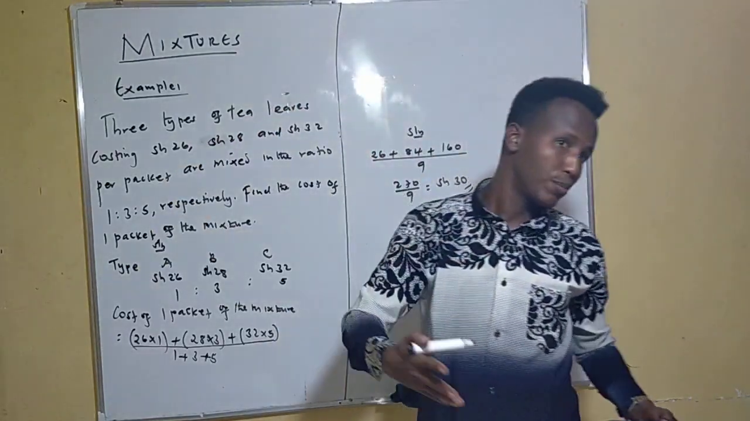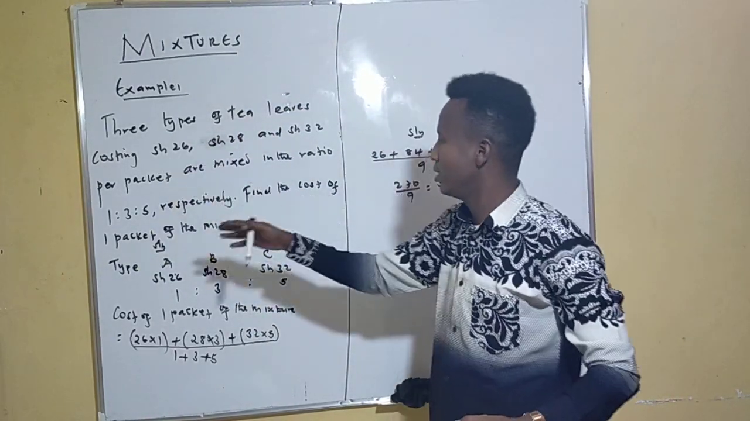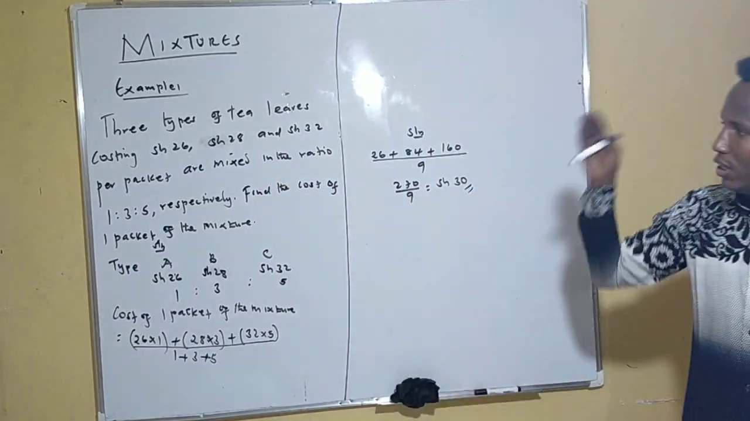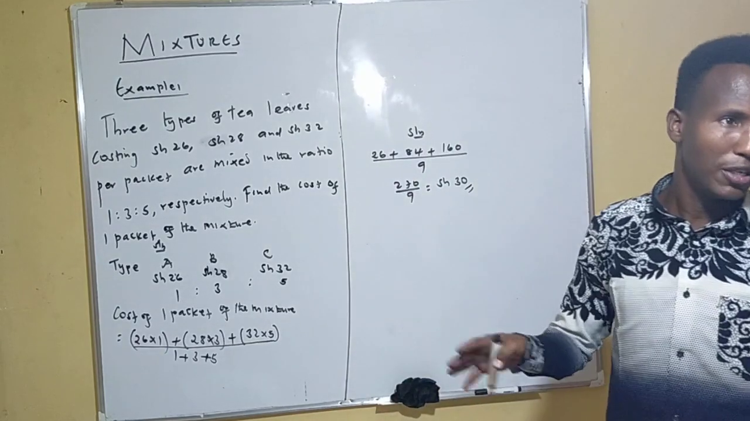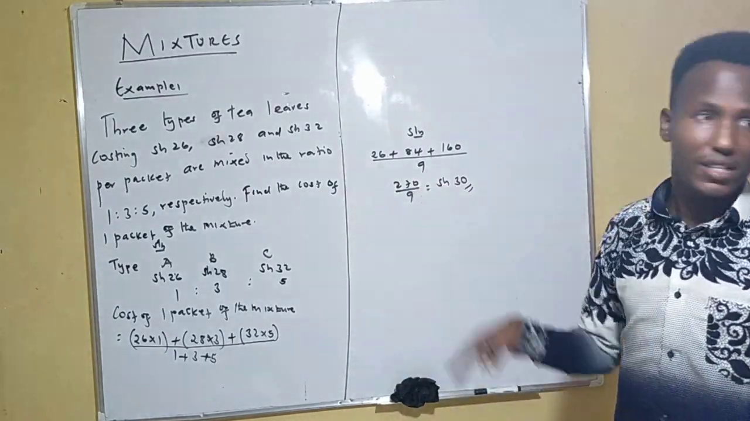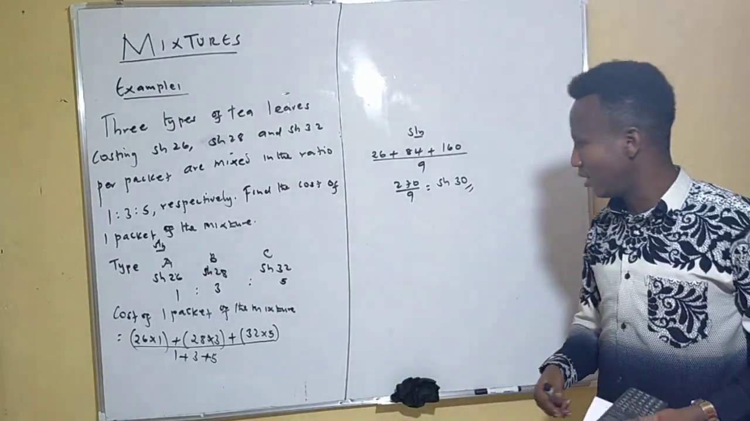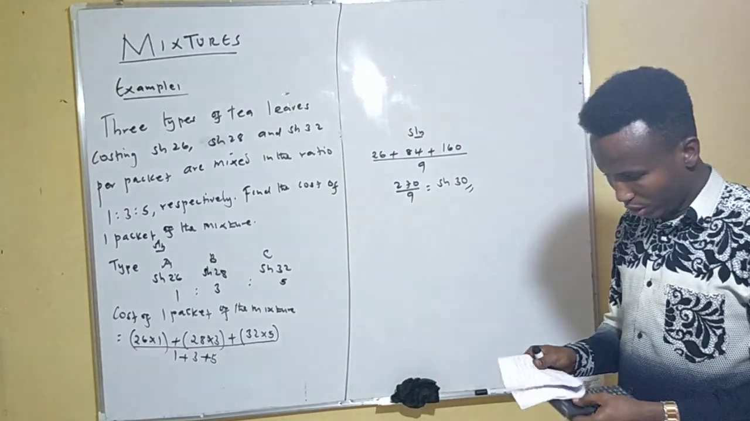The buying price and the cost price are one and the same, for your information. 26 times the respective ratio plus 28 times the respective ratio plus 2 times its respective ratio, then total divided by the sum of the ratios, and that is the final answer for your information, guys.